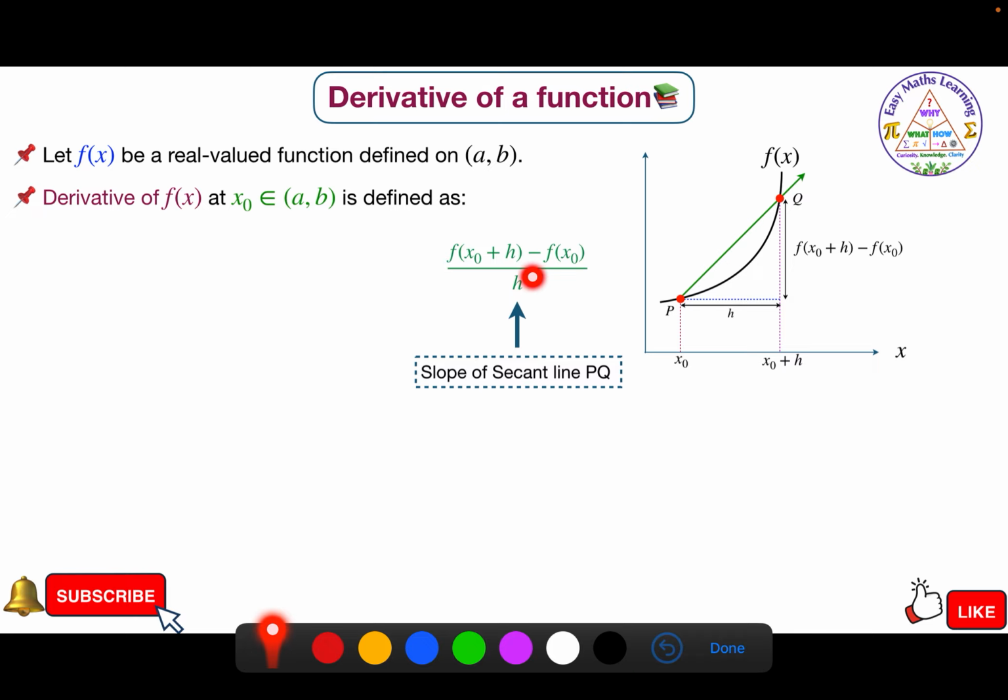Vertical change means change in function values. Horizontal change means change in x values. So simply, the slope of this secant line is rise over run. Now let the point Q move close to P. As Q goes closer and closer to P, it means h tending to 0.